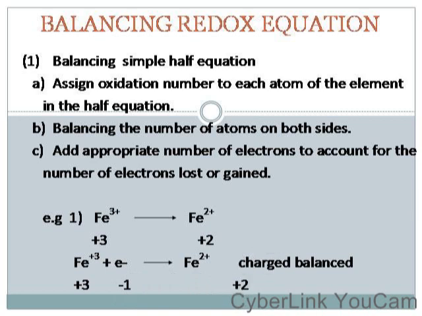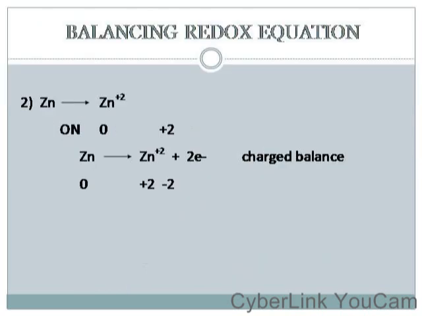Now let's look at another example. Another example here is from zinc 0 to zinc 2. Look at the oxidation number. I've already written that the ON is oxidation number. This one is having oxidation number of 0 and this one is having oxidation number of +2. Now the number of atoms on both sides are balanced. Now let's balance the number of electrons. To eliminate this +2, we add 2 electrons to this side and it becomes +2 - 2, which is 0. So we have 0 and 0. So this is balanced now.